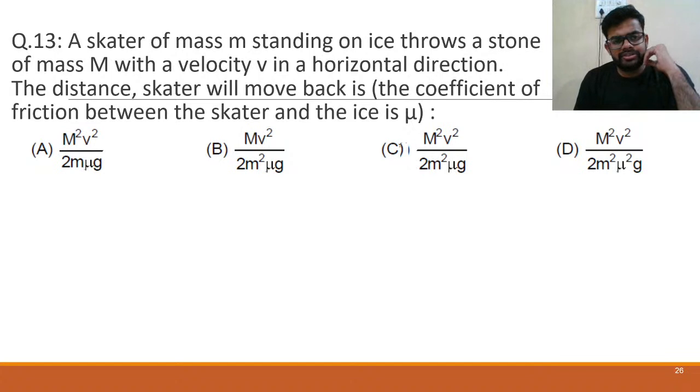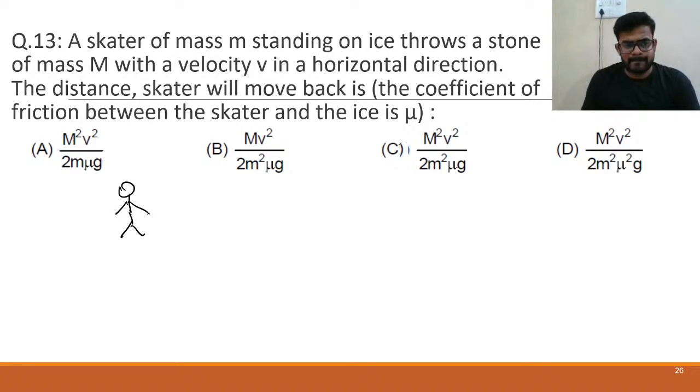Next, let us talk about this 13 number question. A scatter of mass m standing on ice throws a stone of mass m with a velocity v in the horizontal direction. Let's say there is a scatter and it is throwing a stone in horizontal direction with velocity v. Now what will happen? With velocity v in the horizontal direction, at what distance will the scatter move back? We just need to find the distance moved by the scatter.